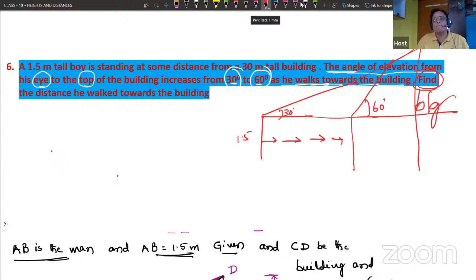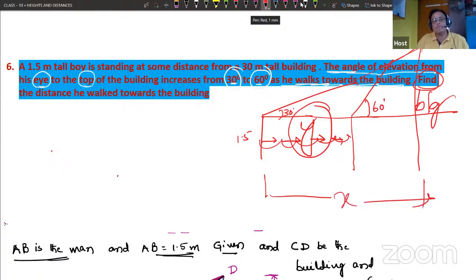This is the building. So what is the distance? Assume that he has walked y. The total distance we have taken as x. Therefore, this will become x minus y. The reason is, after adding these two, you should get x again.